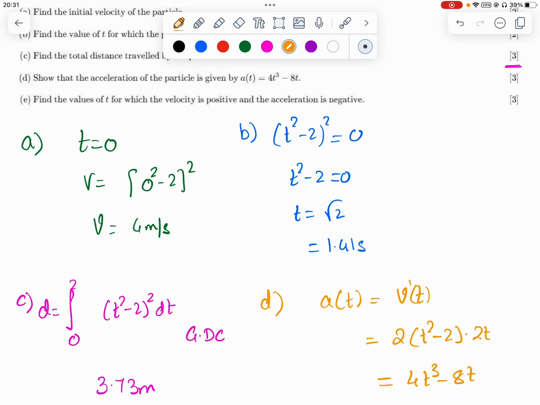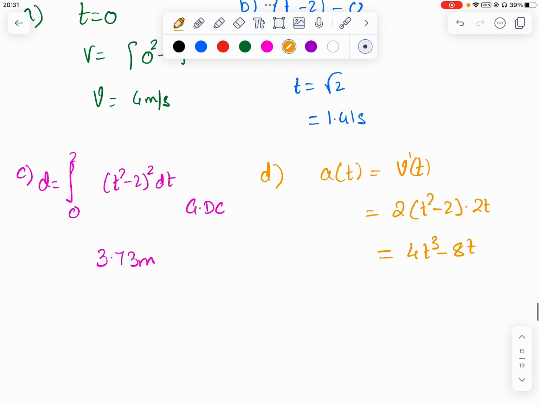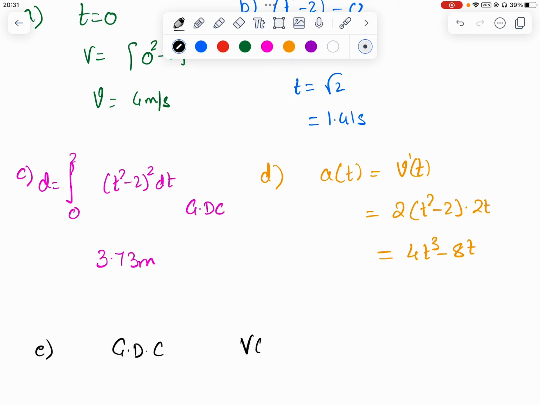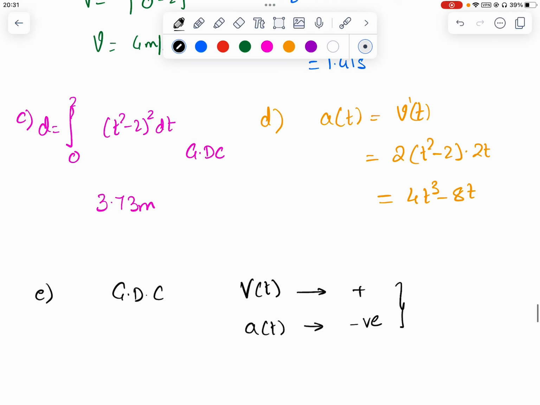Find the values of t for which the velocity is positive and the acceleration is negative. What am I going to do for that? I am going to draw the graph for the velocity, and the acceleration graph also, and check when the velocity is positive and when the acceleration is negative. Use the GDC. You should be able to clearly see that for t between 0 and 1.41, velocity is positive and acceleration is negative.